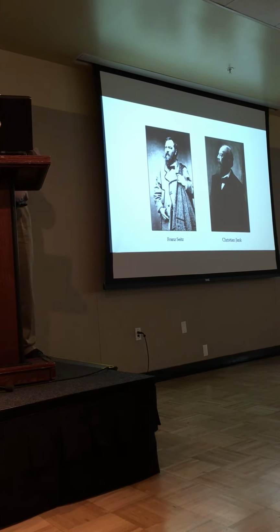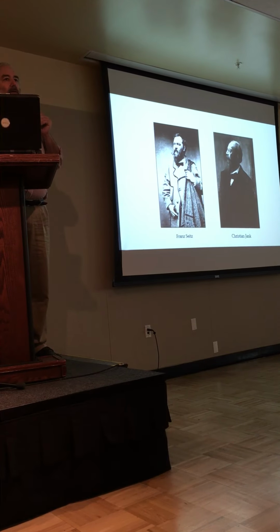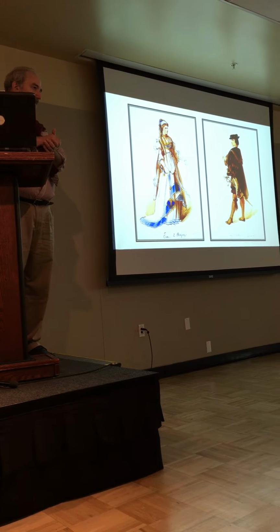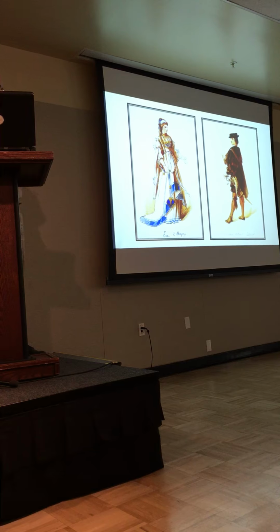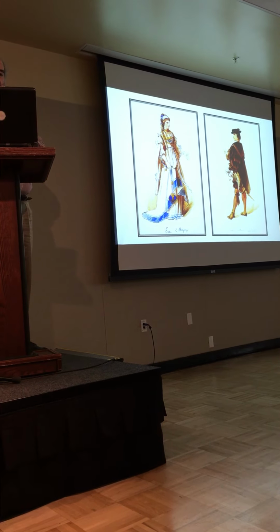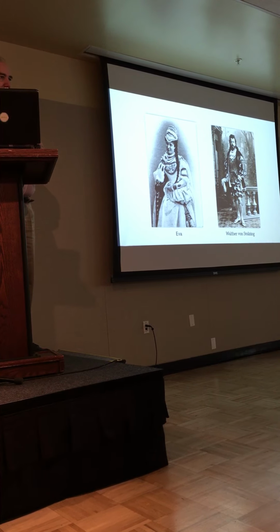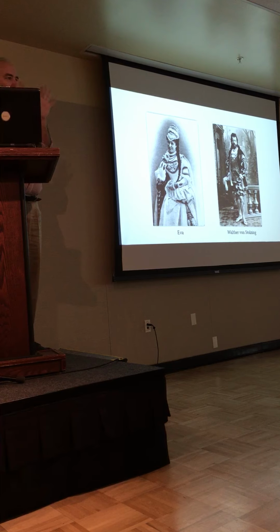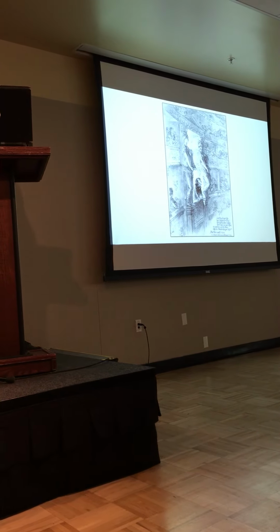And the gentleman on the left is Franz Seitz. He was one of the technical directors, and he did the costumes. And so we have here the costumes of Eva and Walter von Stolzing. And that's what they looked like in their photographs. So you see they're closely related to the designs. And all of these then followed to the other theaters.